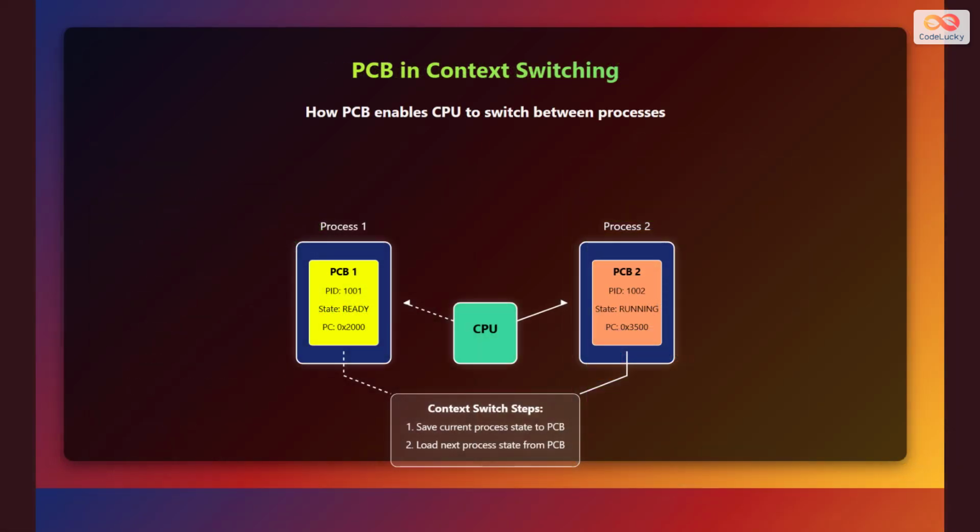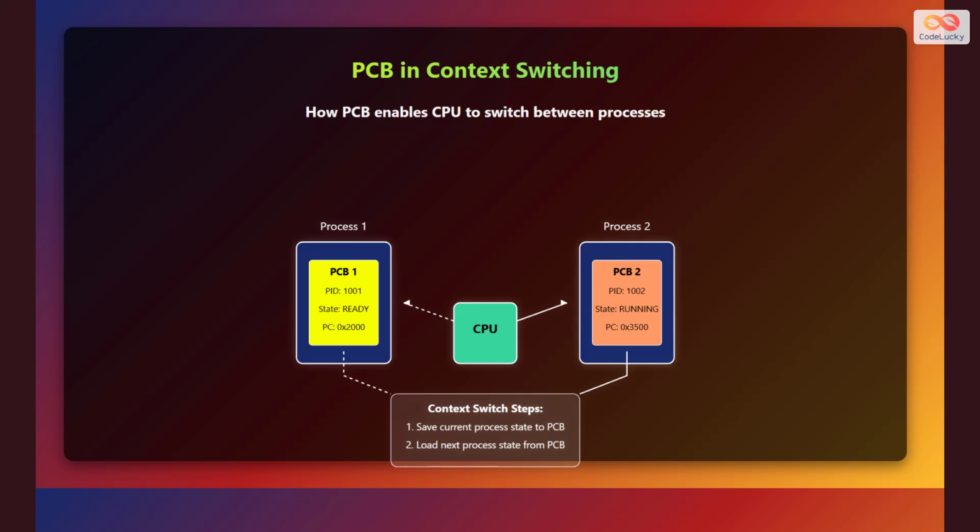Now let's see how the process control block plays a critical role in context switching. Context switching is the process of saving the state of one process and restoring the state of another, allowing the central processing unit or CPU to switch between processes. Here's how it works. Step 1 is to save the current process state to the PCB. When a context switch occurs, the operating system saves the current state of the running process into its PCB. This includes the values of the CPU registers, program counter, and other relevant information.